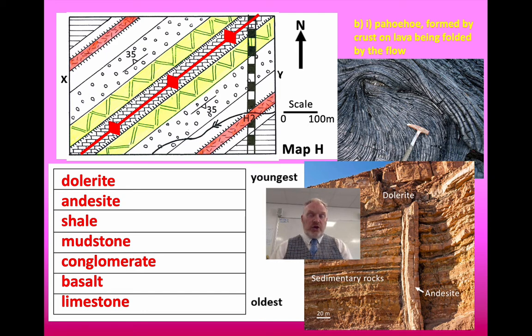The andesite then cuts through all those sedimentary rocks and the basalt. And finally, the dolerite is the youngest as that cuts through the andesite. This is all about applying the law of cross-cutting relationships, as well as superposition.